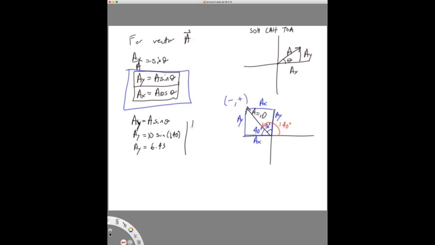And then to get AX, I do the same thing, but using the cosine. That's going to be 10 times the cosine of 140, which is negative 7.66.